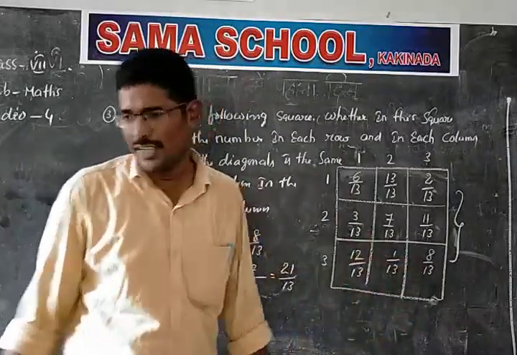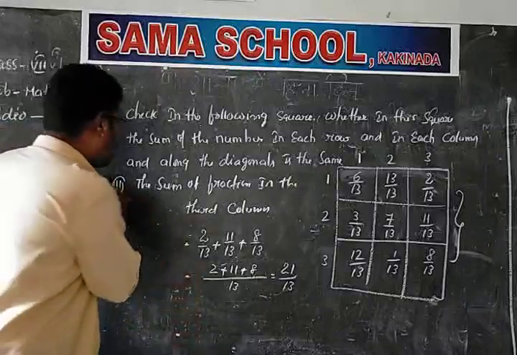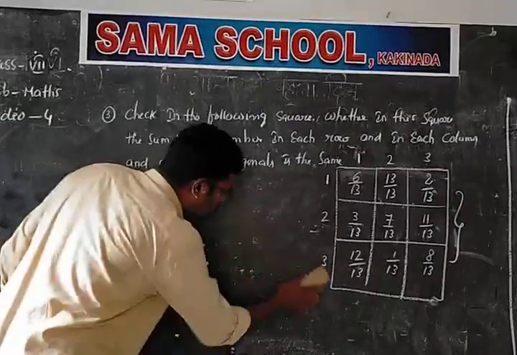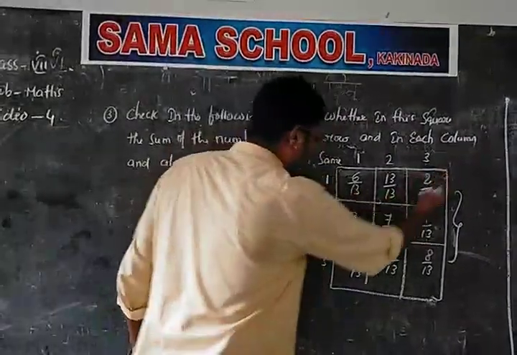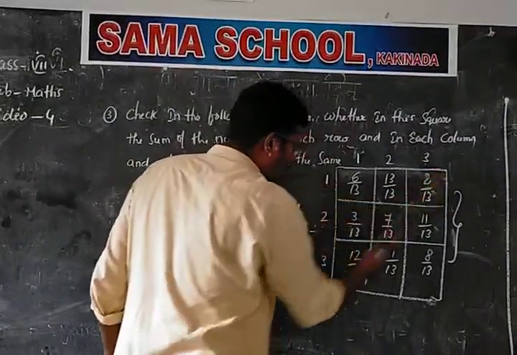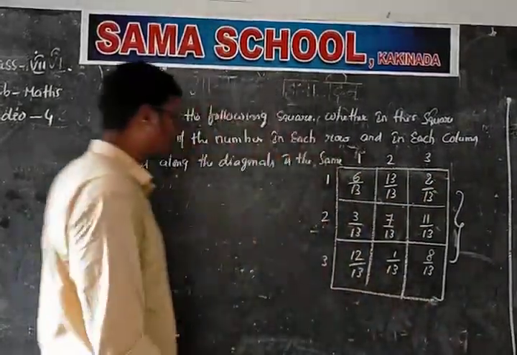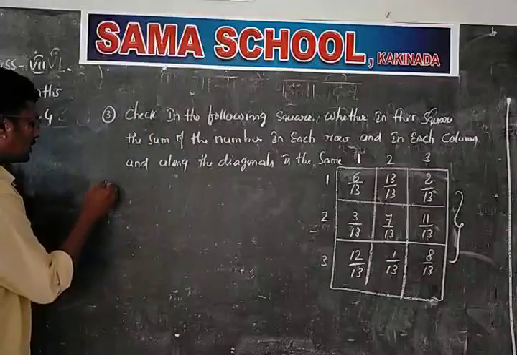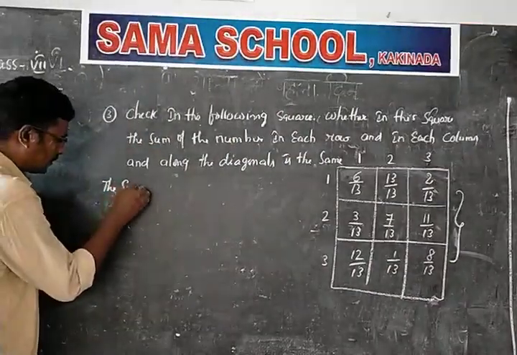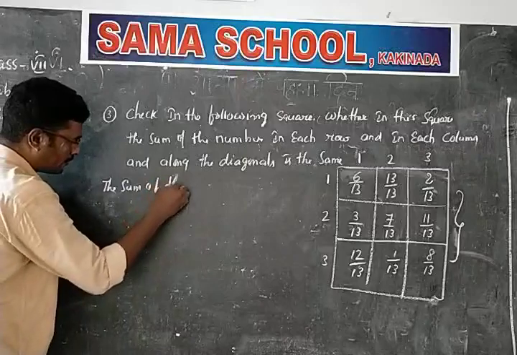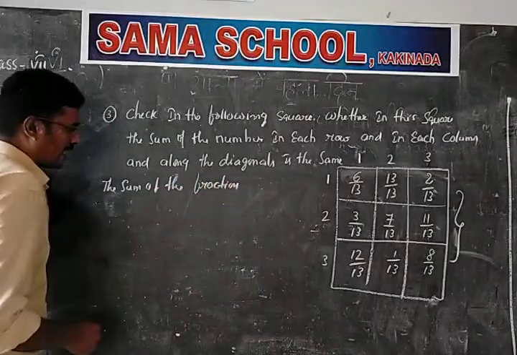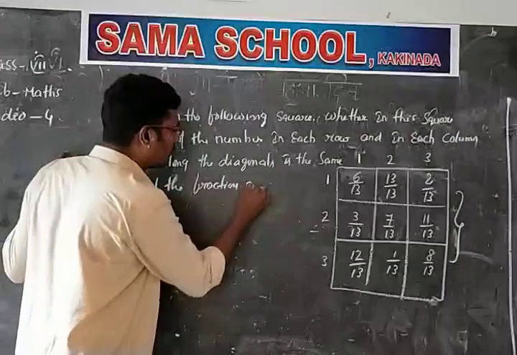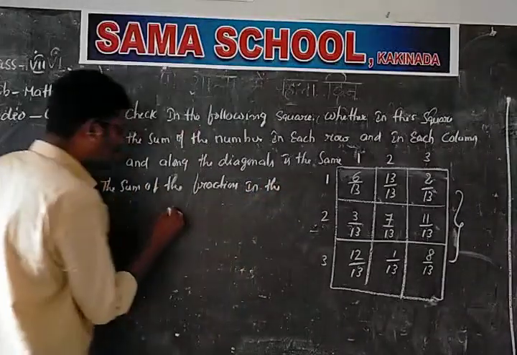These are equal. Next, we talk about the diagonal. What is a diagonal? As I told you, a diagonal means a cross line. The cross has a first diagonal and a second diagonal. The sum of the fractions in the first diagonal.